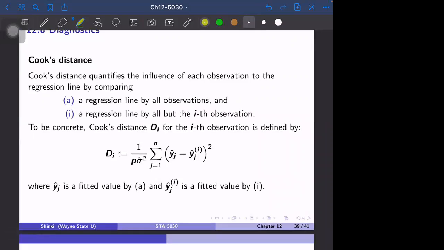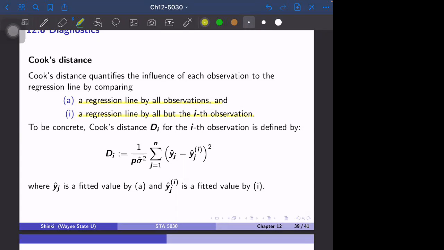So Cook's distance quantifies the influence of each observation on the regression line by comparing the regression line by all observations and the regression line by all but the i-th observation. So to see the impact of the i-th observation, we compare two things. One is the regression line made by all observations, and the other is the regression line made by all observations but the i-th observation. If these two have a large difference, that means the i-th observation has a big impact on determining the regression line.